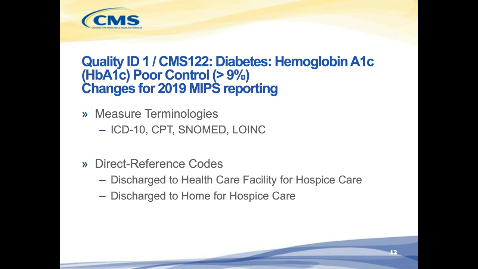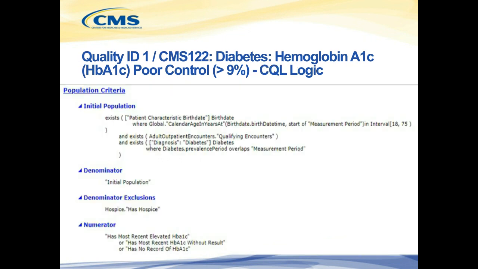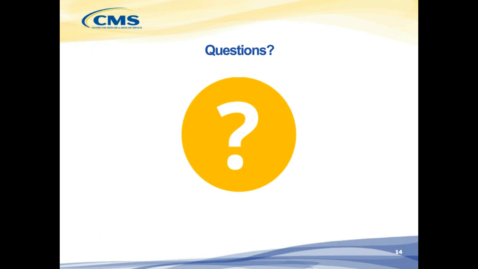On this slide, let's see what slide we're on. Slide 13. We just have a screenshot of the CQL logic for the measure. So this is covering the initial patient population, the denominator, the exclusions, and the numerator. So with that, I would turn it over for questions and answers about the diabetes hemoglobin A1c poor control measure.